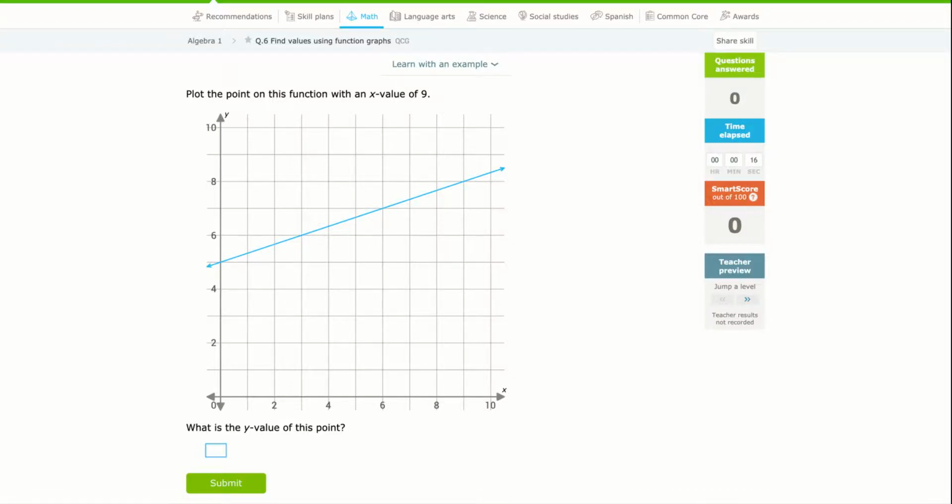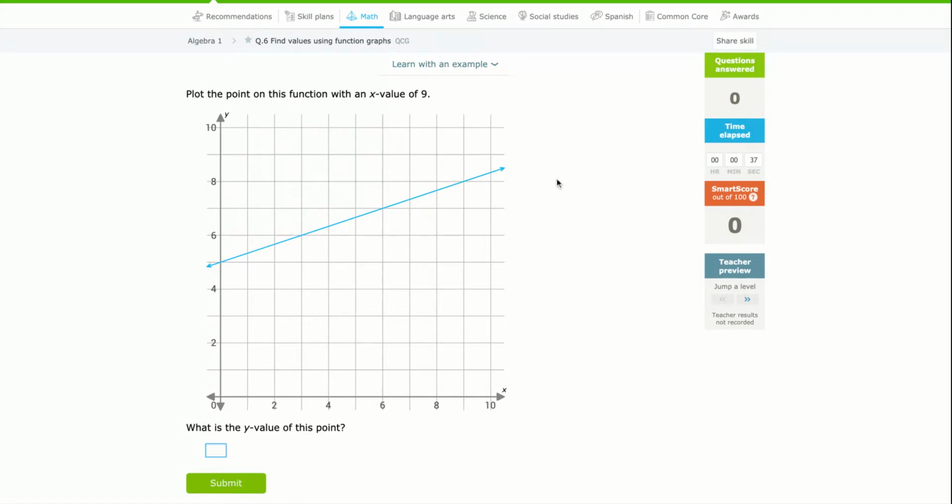Welcome. Today's lesson I'm going to do straight from IXL because it's much easier to do here because it's dealing with graphs. And I don't have to take the time to write the graphs down or print them out or anything. And what we're doing, by the way, this is Algebra 1 tab. It's section Q, lesson 6, find values using function graphs.